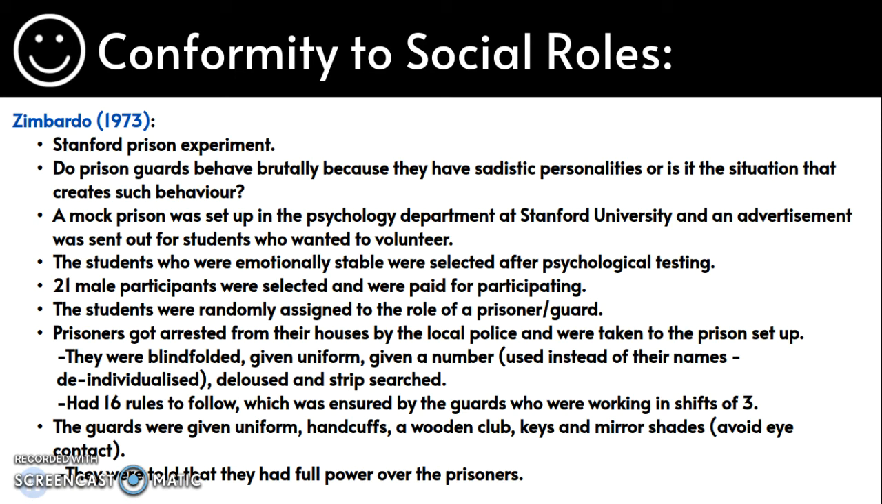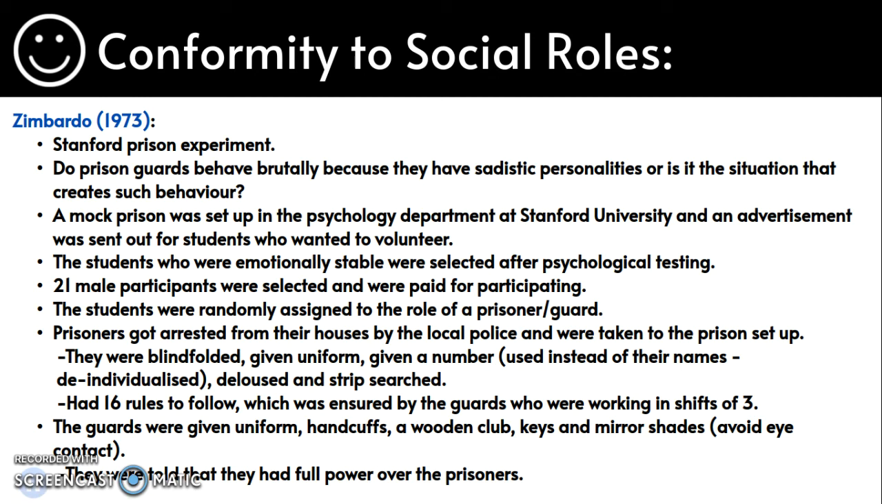The prisoners got arrested from their houses by the local police and were taken to the prison that was set up. They were blindfolded, given a uniform, given a number which was used instead of their name, so they were de-individualized, deloused and strip searched. They had 16 rules to follow, which were enforced by the guards working in shifts of 3.